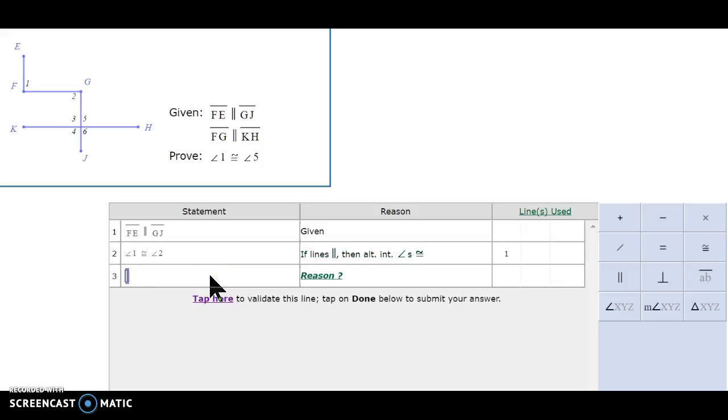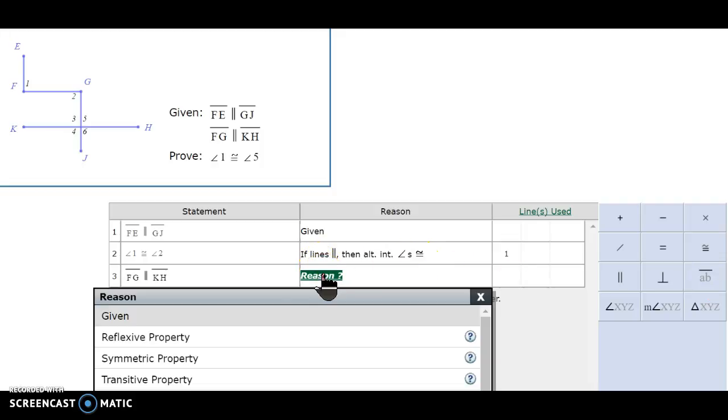Okay. Now I have just connected angle 1 to 2. Let's try to connect angle 2 to 5. So I can only say that angle 2 to 5 are congruent by first saying that FG and KH are parallel. So I have to put that down, okay? So FG is parallel to KH. And again, this was given to us.